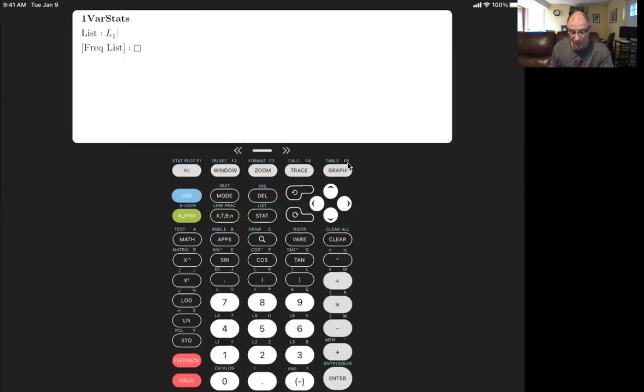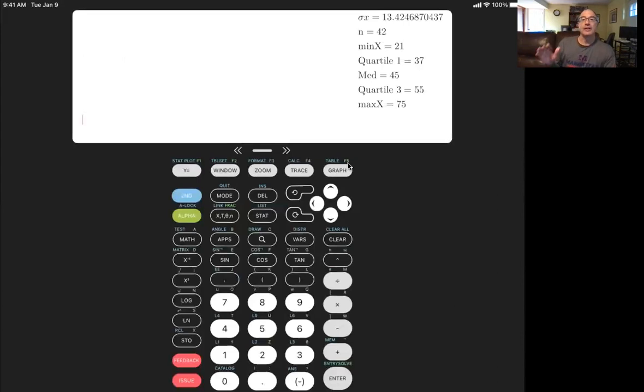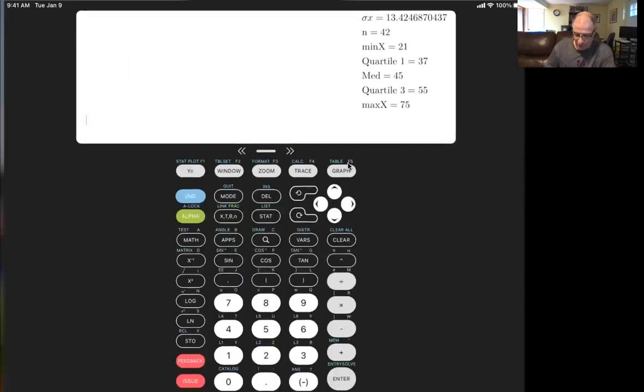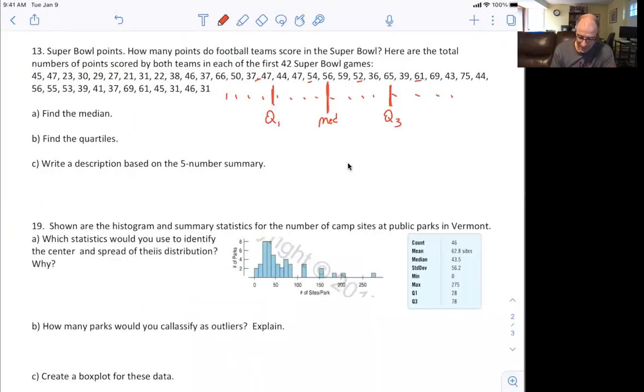But we need to make sure that we're populating this list 1. The frequency list, we are going to leave blank. So I just have to hit enter. And if I look over here to the right, it gives me everything that I need to know. Okay. It tells me that my median is 45, my quartile 3 is 55, and my quartile 1 is 37. Okay. So that means if we go back and fill out our notes, my median was equal to 45, my quartile 1 was equal to 37, and my quartile 3 was equal to 55.